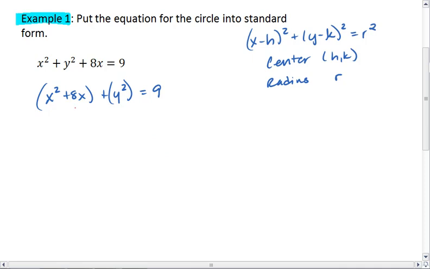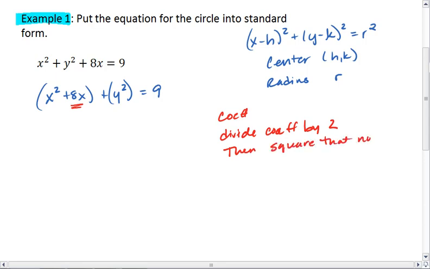The problem is the 8x. What we do is we look at the coefficient, which is 8. What we want to do is divide the coefficient by 2, then square that number. You'll see why in just a moment. So we take 8 divided by 2, which is 4, 4 squared, which is 16.